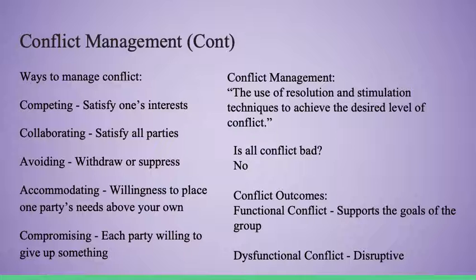So, ways to manage conflict. There's competing, which is to satisfy your own interests; collaborating, which satisfies all parties' interests; avoiding, which is withdrawing from the conflict or suppressing that the conflict is going on; accommodating, which is the willingness to place one party's needs above your own party; and compromising, where each party is willing to give up something.